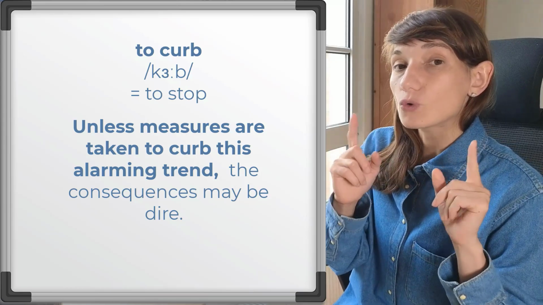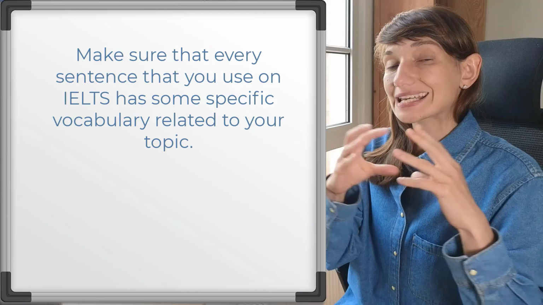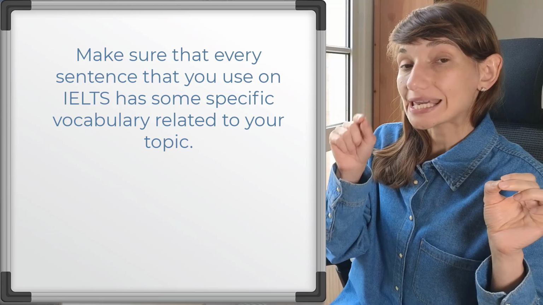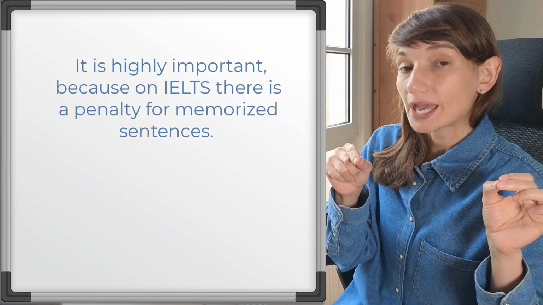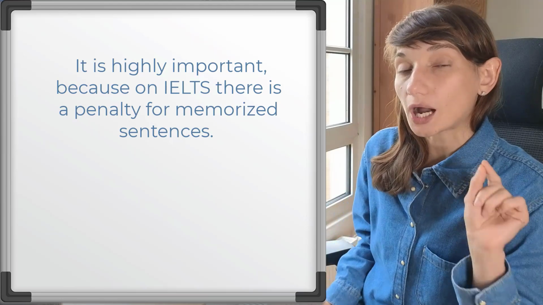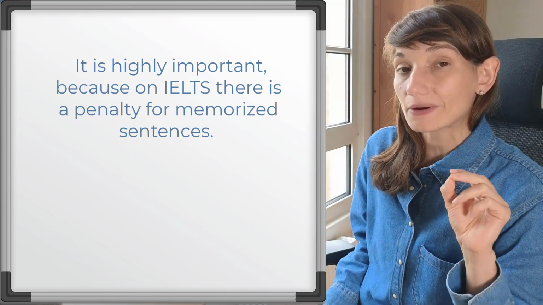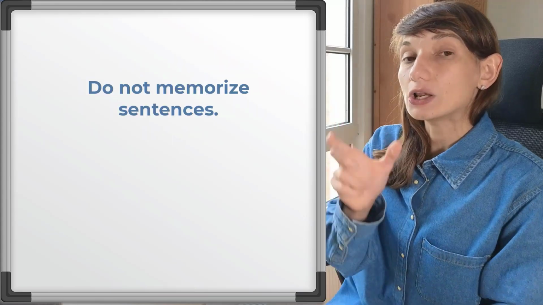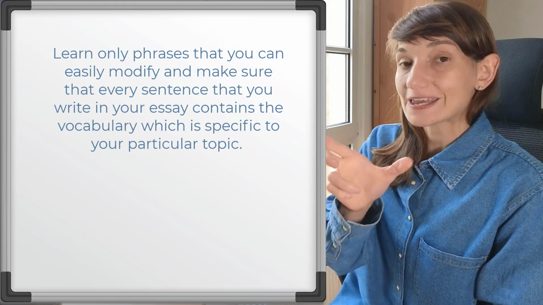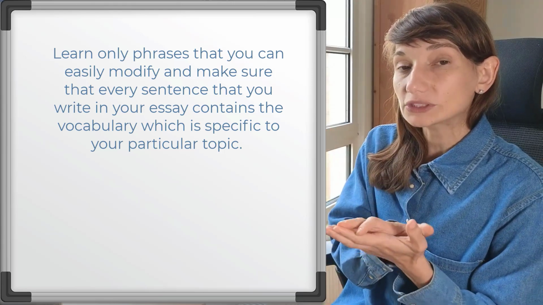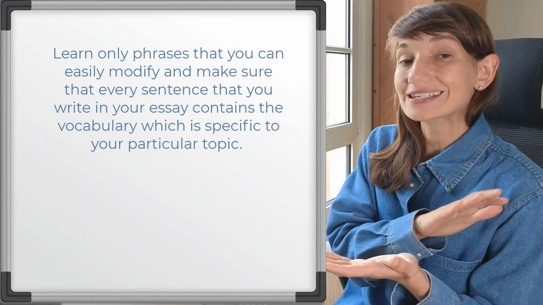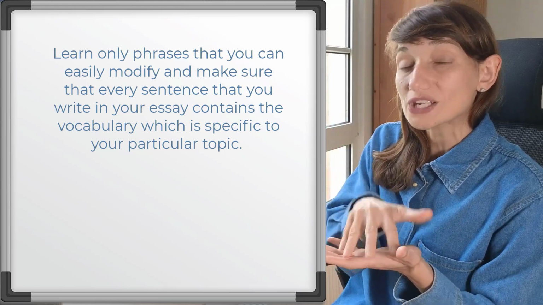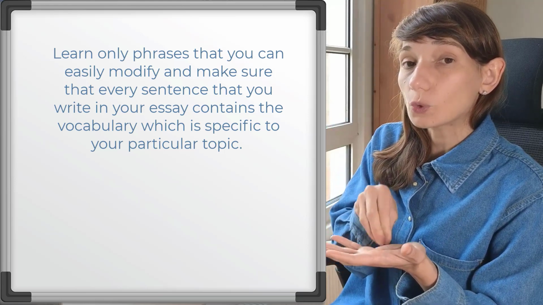Now here, before we continue, make sure that every sentence that you use on IELTS has some specific vocabulary related to your topic. It is highly important because on IELTS there is a penalty for memorized sentences. Do not memorize sentences. Learn only phrases. Phrases that you can easily modify, and make sure that every sentence that you write in your essay contains the vocabulary which is specific to your particular topic.